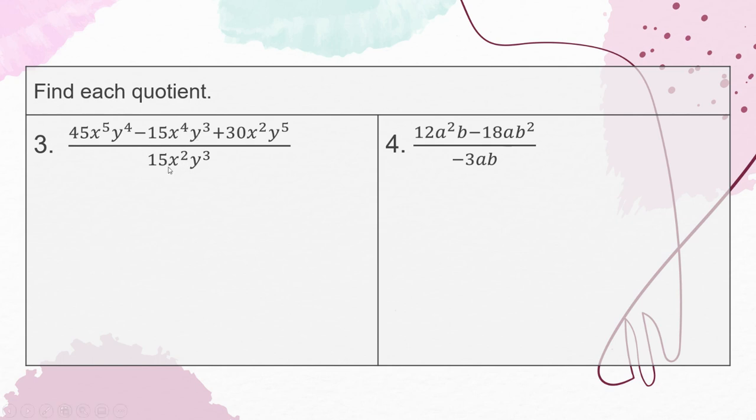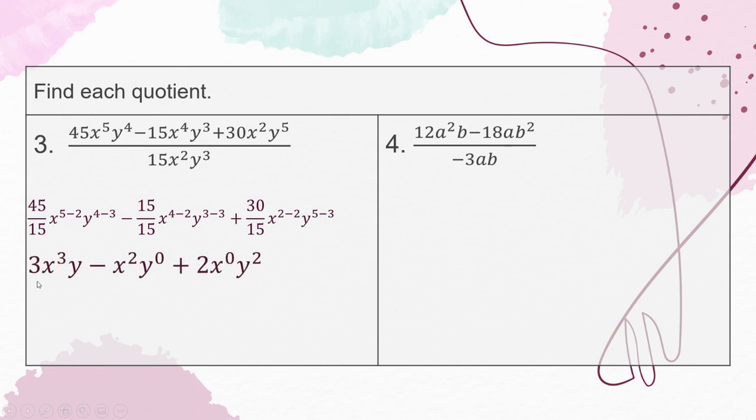For number 3, we've got 3 terms that are all divided by the monomial 15x squared y cubed. So our setup is divide our coefficients, 45 divided by 15, and we'll have x to the 5 minus 2, y to the 4 minus 3. And then with our second term, it will be negative 15 divided by 15, x to the 4 minus 2, y to the 3 minus 3. And then with our third term, 30 divided by 15, we're going to divide the coefficients, and then x to the 2 minus 2, y to the 5 minus 3.